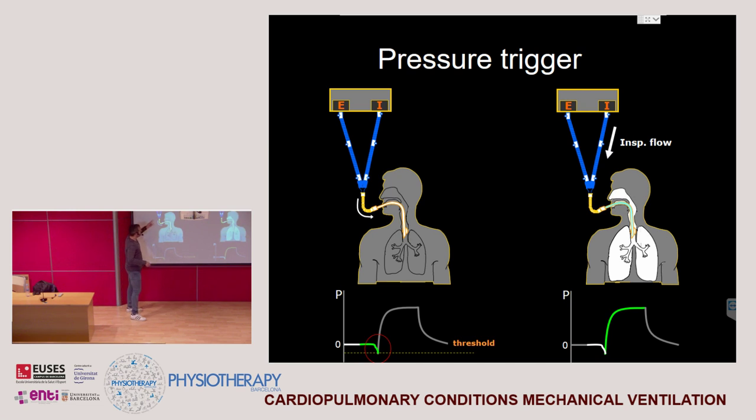And if the patient performs just a little effort, a very, very little effort, on the graphics we will see something like that. I think it's difficult to see, but we will see a little depression. It's negative pressure, and we know that physiological inspiration is with negative pressure. So if the system notices that there is a negative pressure, we'll know that the patient has performed an effort.